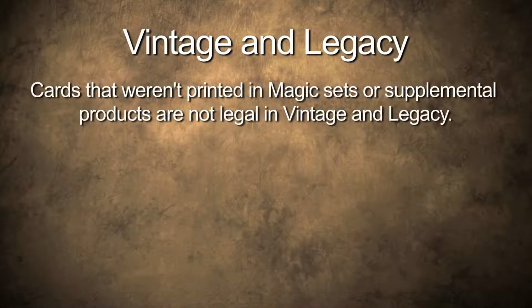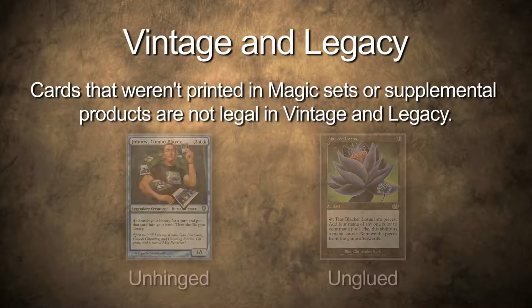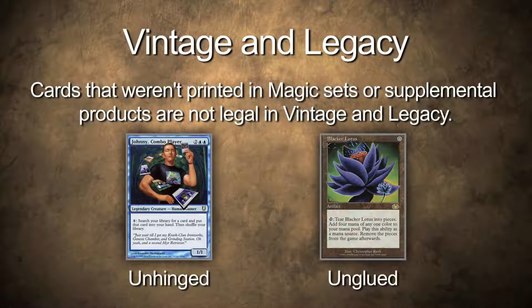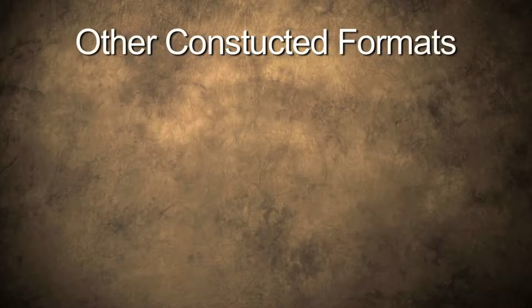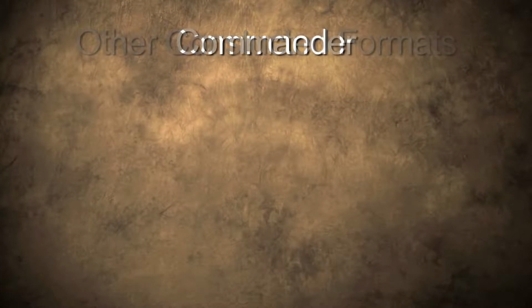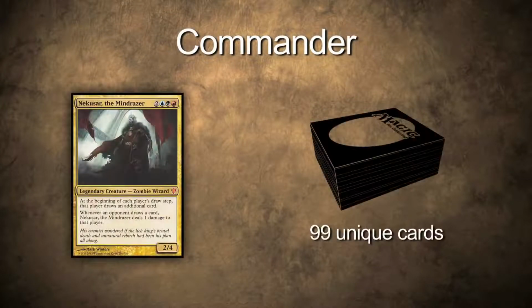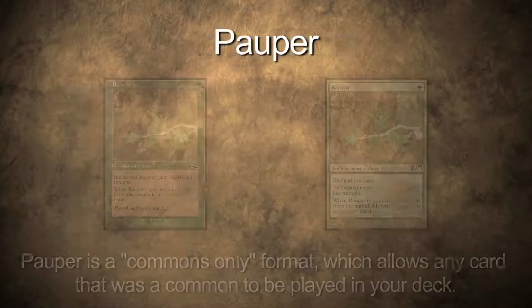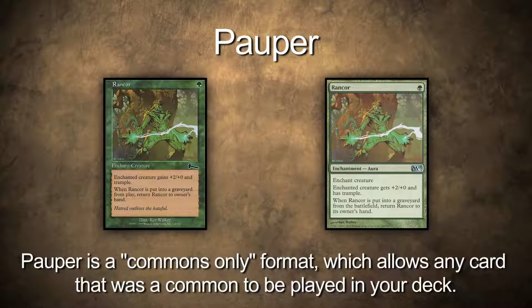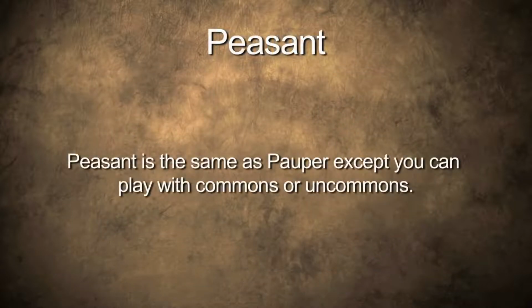Cards that were not printed in Magic sets or supplemental products, or cards that are just generally not legal, like Unhinged cards, are also not legal in these formats. There are also constructed formats that are more casual, like Commander, where you use a single legendary creature and 99 unique cards with special rules, or Pauper, where you use a deck of 60 or more cards that were once or currently are commons. There's Peasant with the same rules as Pauper, except uncommon cards are allowed too, and a plethora of other casual formats.